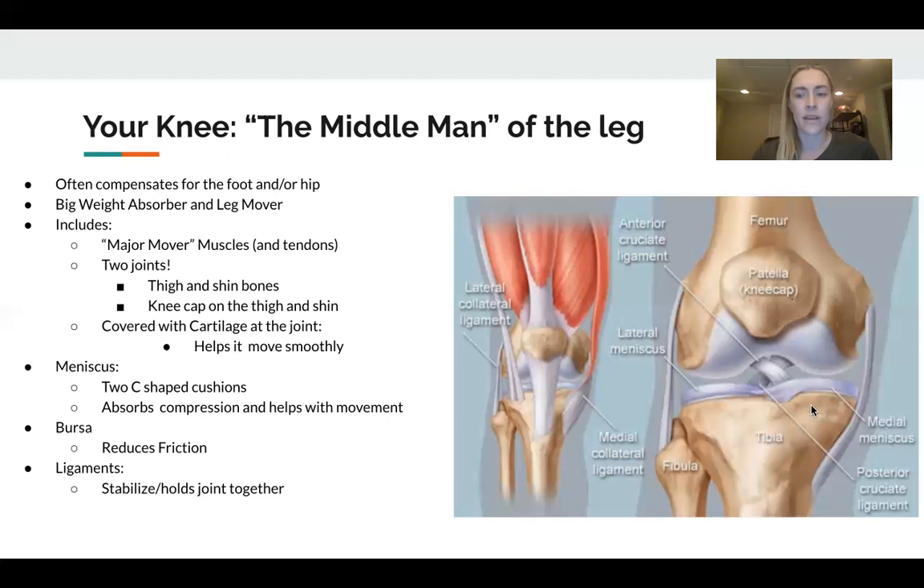You have these other cushions called bursa. They're not in the picture here, but they help reduce friction. And then you have your ligaments here on the side and in the middle that help stabilize your joint. So basically, there is a ton of stuff in your knee. And so all this stuff can have issues, but also respond really well to PT treatment and changes that you can make in your daily life.